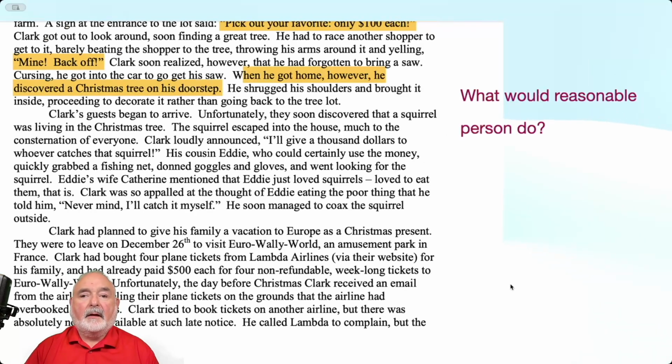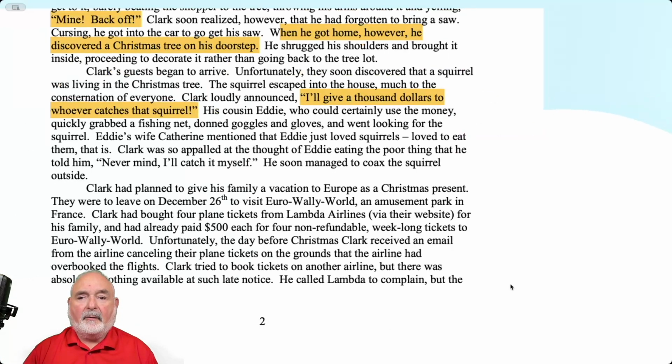And then when he gets home, he discovers a Christmas tree on his doorstep. And the question here might very well be, what would a reasonable person do if they found something on the doorstep? Would they think it was a gift? Well, they might. It's the Christmas season. It might be a gift from someone. So I would make a note about the reasonable person and move on as I went through the hypothetical.